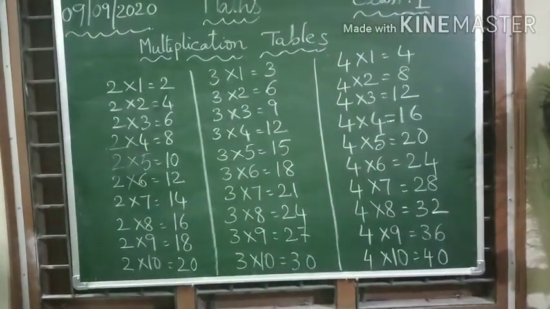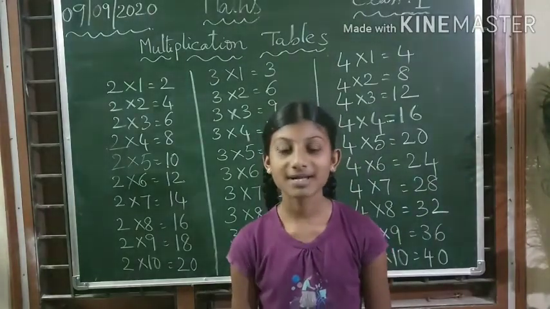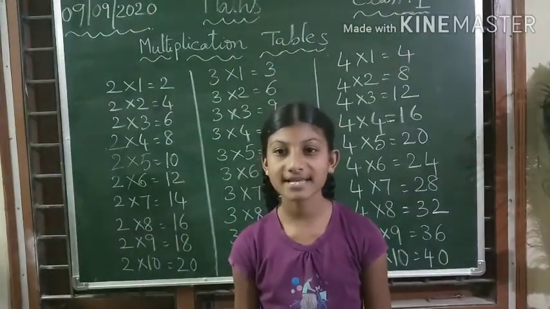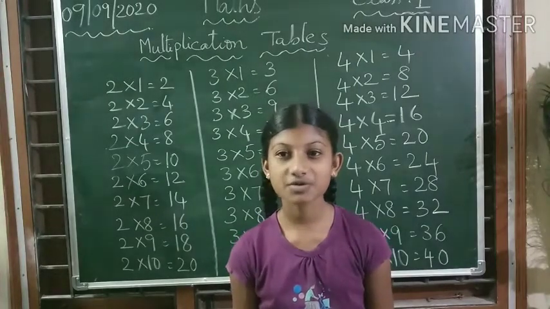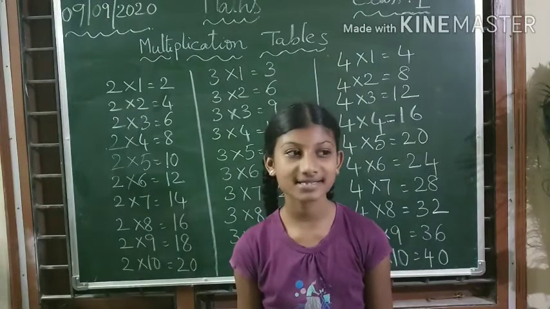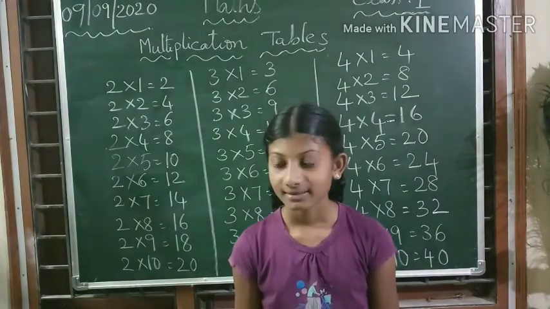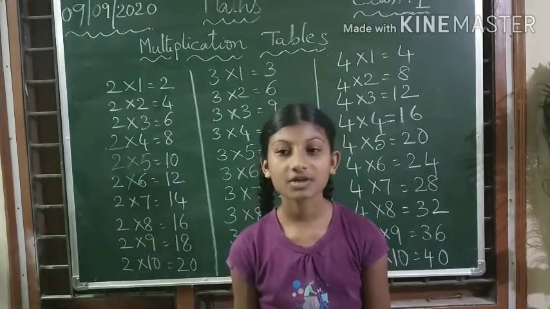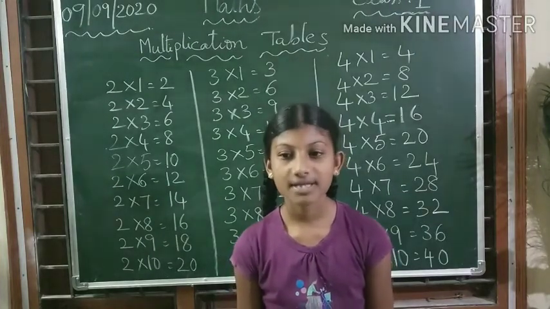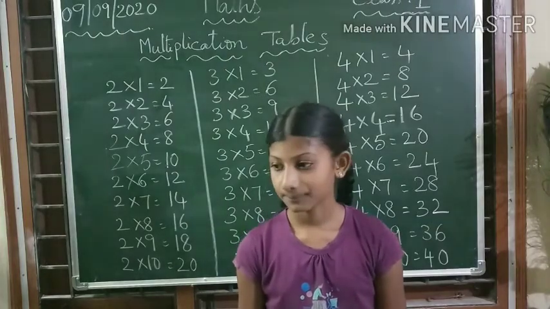Come and say. 2 ones are 2, 2 twos are 4, 2 threes are 6, 2 fours are 8, 2 fives are 10, 2 sixes are 12, 2 sevens are 14, 2 eights are 16, 2 nines are 18, 2 tens are 20. 3 table. 3 ones are 3, 3 twos are 6, 3 threes are 9, 3 fours are 12, 3 fives are 15, 3 sixes are 18, 3 sevens are 21, 3 eights are 24, 3 nines are 27, 3 tens are 30. Very good.